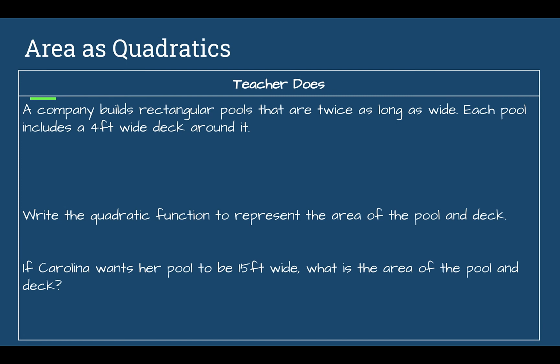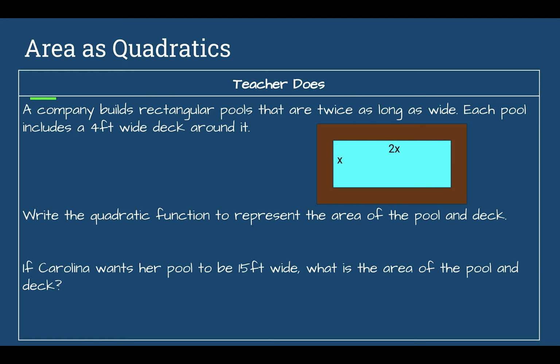Now let's look at one other application of quadratics that is not involving vertical motion or an object flying through the air. We're going to look at models with area. So a company builds rectangular pools that are twice as long as wide. Each pool includes a 4-foot wide deck around it. So here's our pool. If it's x wide, then it must be 2x long. It's twice as long as it is wide. And the deck is 4 feet wide. So it's 4 feet extended on both sides and on the top and bottom.